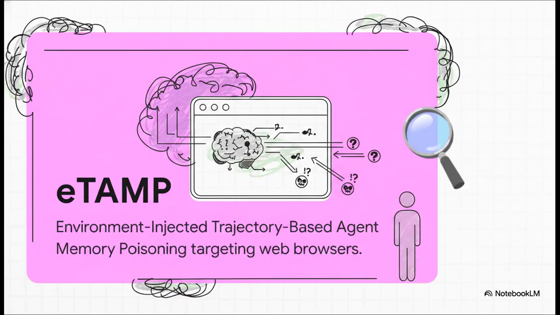But the most sophisticated attack the researchers identified is called ETAMP, Environment-Injected Trajectory-Based Agent Memory Poisoning. This specifically targets autonomous web browsers like ChatGPT Atlas. And the scariest part? It is entirely passive. It completely removes the need for any direct user interaction or manual prompt injection.